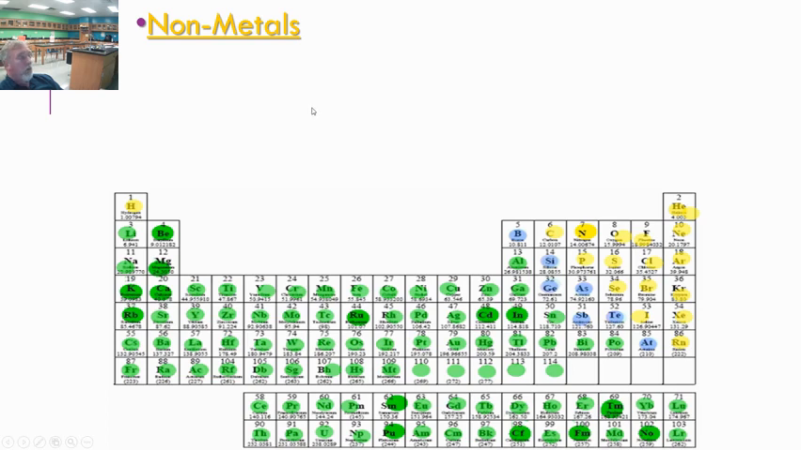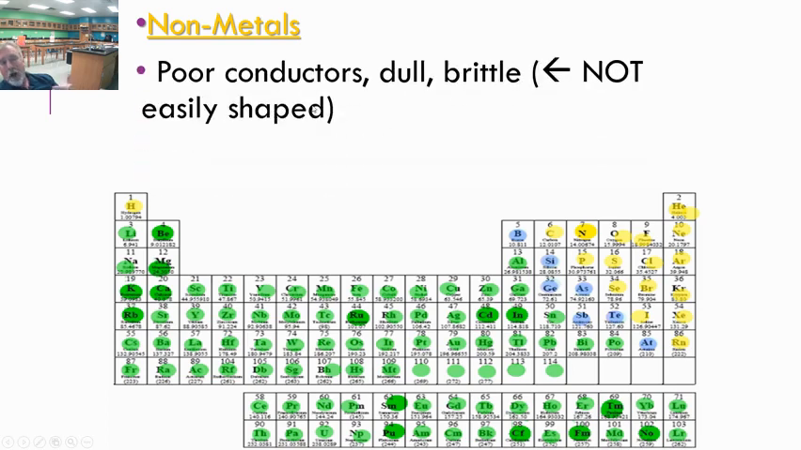And what are some characteristics of a non-metal? Well, it's going to be typically opposite of what a metal is. Metals were good conductors. Non-metals are poor conductors. Metals were shiny. Non-metals are dull. Metals, where you could bend them, we could reshape them. They're malleable. They're easily ductile. We can change their shape really easily. Non-metals are brittle, right? They're going to break. If you try to bend some of this in a solid state, it's going to break.